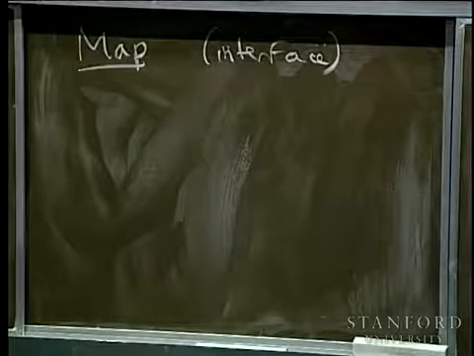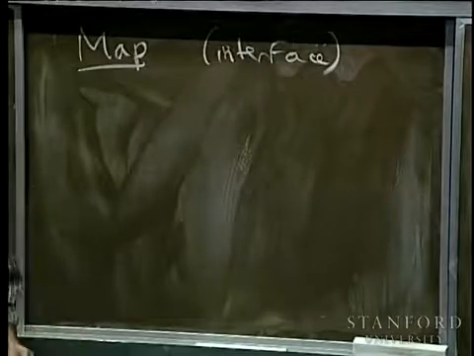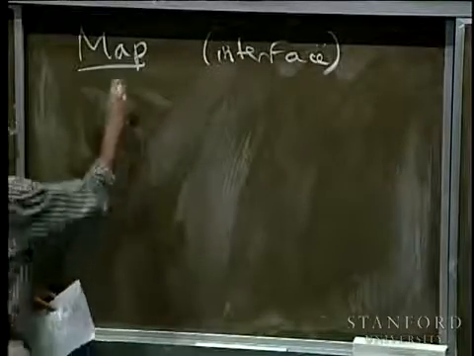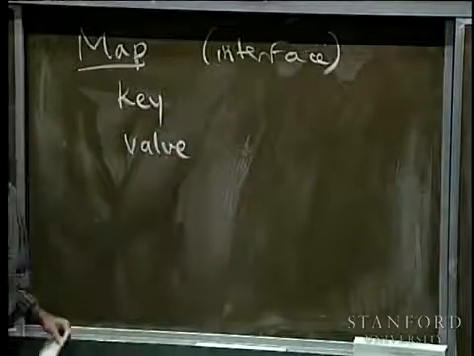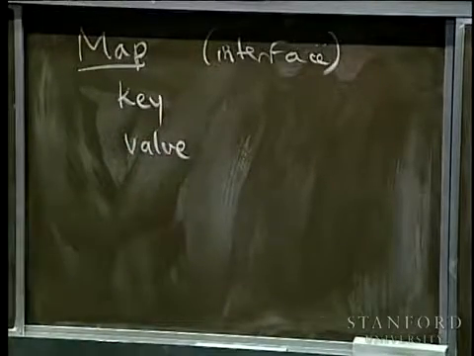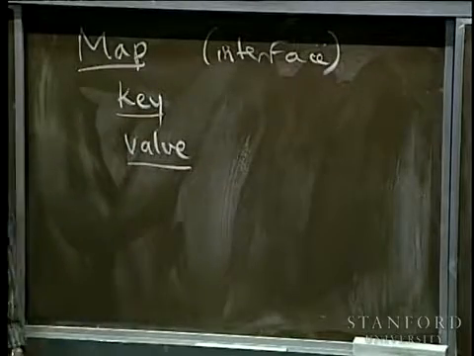What are the methods? What is an actual map? What does it do? Okay? The way to think about a map is there's two key terms you want to think about. One is called the key, and one is called the value. And basically all a map is, is a way of associating a particular key with a particular value.